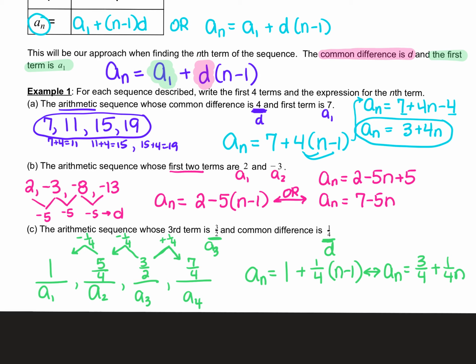So you should have either a sub n is going to be 1 plus 1/4 times the quantity n minus 1, or a sub n could be written as 3/4 plus 1/4 n. This is written for the 0 term. This is written for the first term. All right, let's try a couple more.